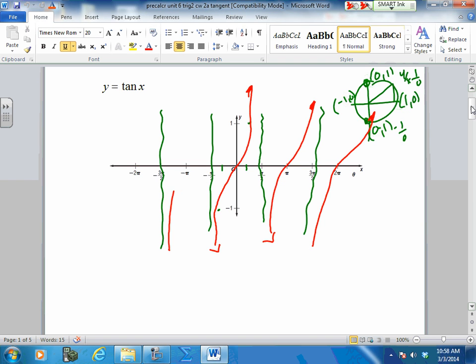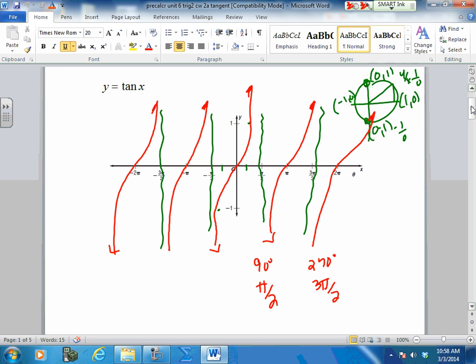Okay, and same as here. It has a pattern. So the domain says you cannot use 90 to 70. 90 is the same as pi over 2. 270 is the same as 3 pi over 2.